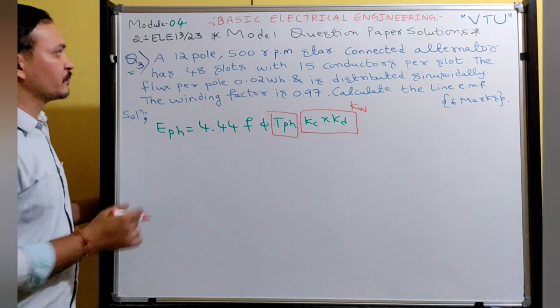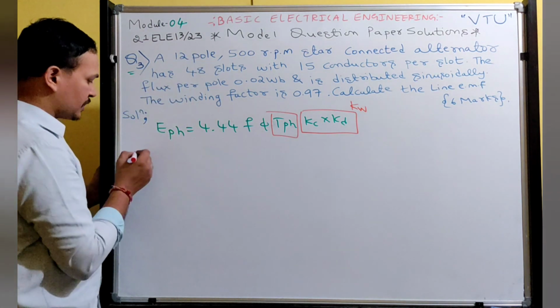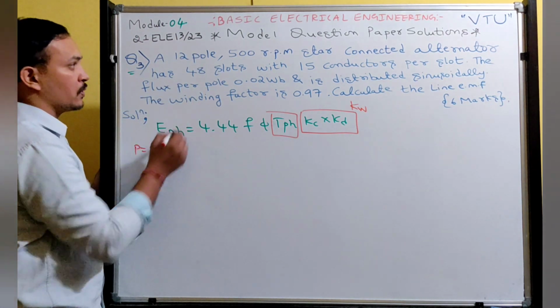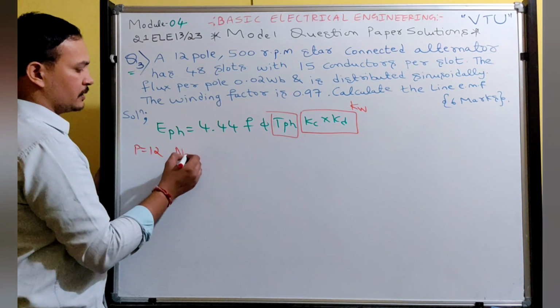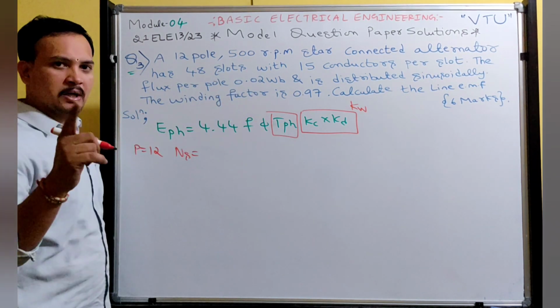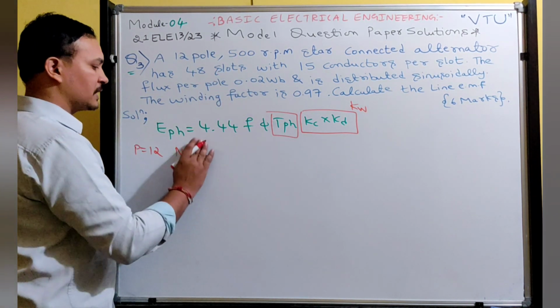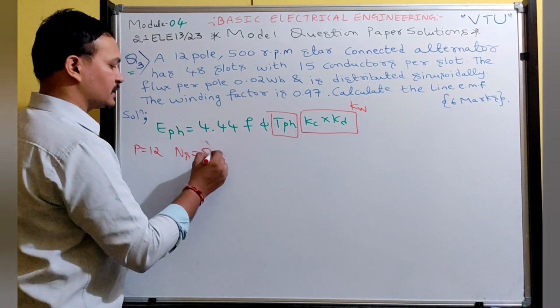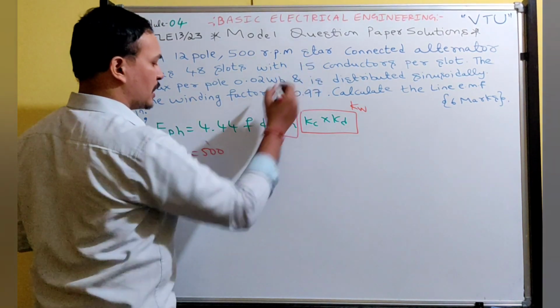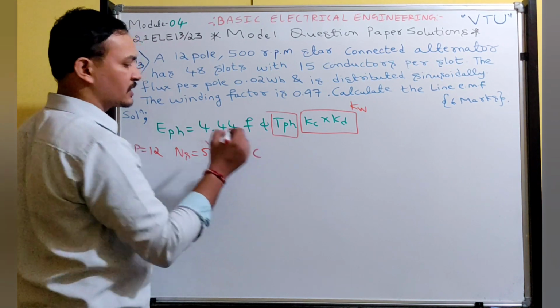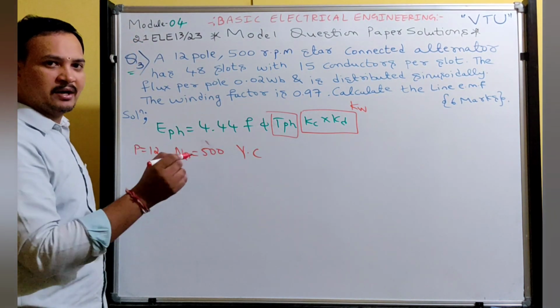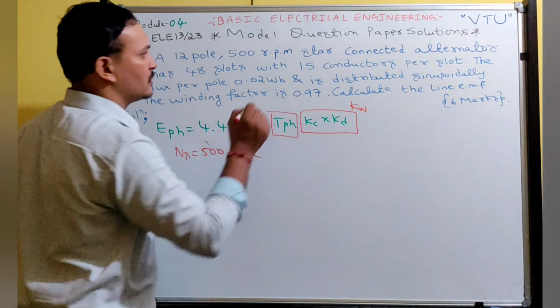Let me read the question. A 12 pole alternator, I am listing out all the data. See, an alternator runs at only one speed. That speed is called synchronous speed. What is the value of N given? 500. What type of connection? Star connection. I am writing Y dot C. That is the star connection.